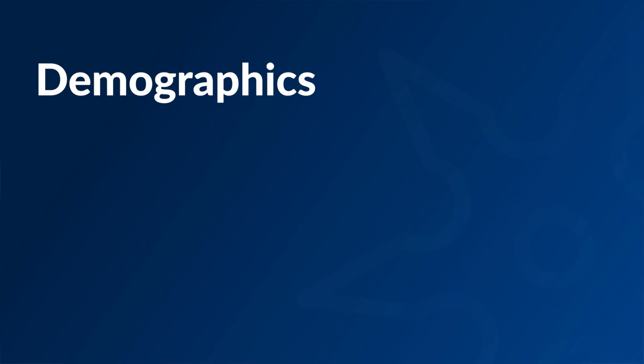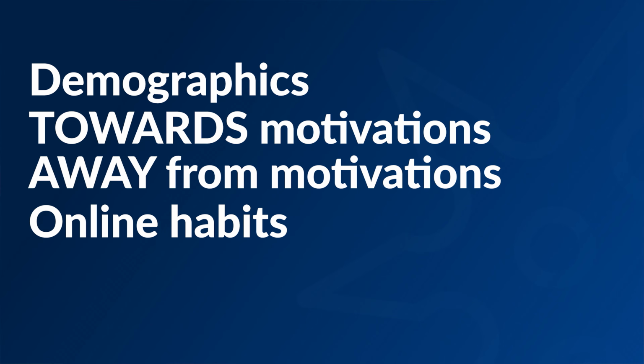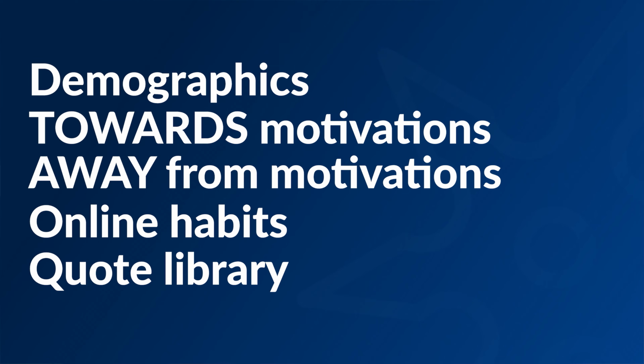Okay, so those are the 5 things that you want to include in your buyer persona. Your demographics, towards motivations, away from motivations, their online habits, and the quote library. But how do you actually get this stuff? How do you compile it in the first place? So there's a few different ways to do this, and the different options that you choose will be based on what you're selling and who you're selling to. But remember, the goal is always to build as complete a picture as possible of your perfect customer. We really want to be able to imagine this customer sat next to us and have a sort of virtual conversation with them in our heads, right?